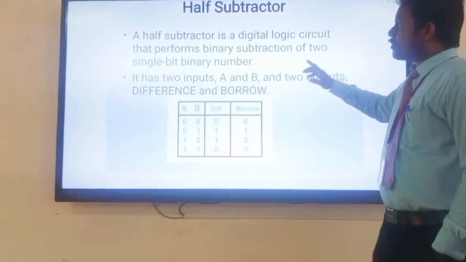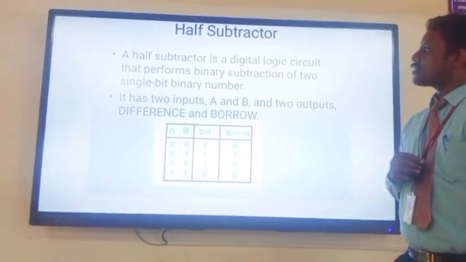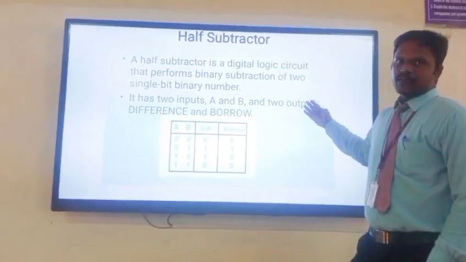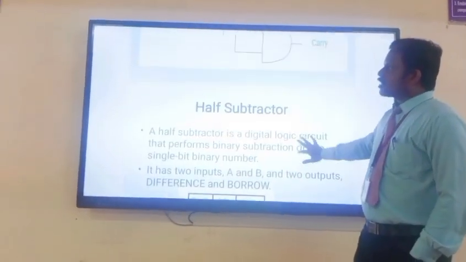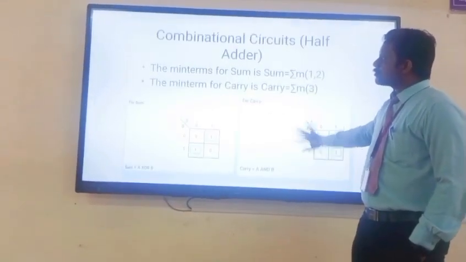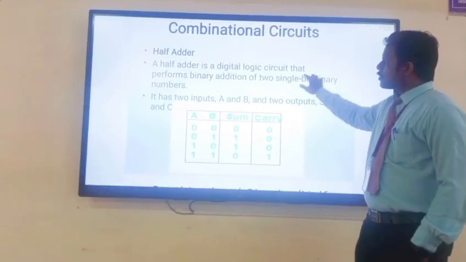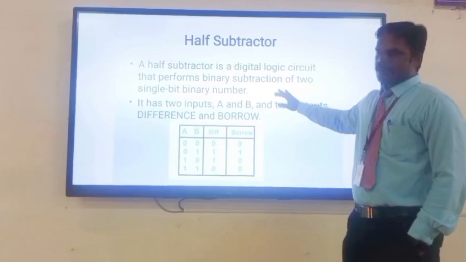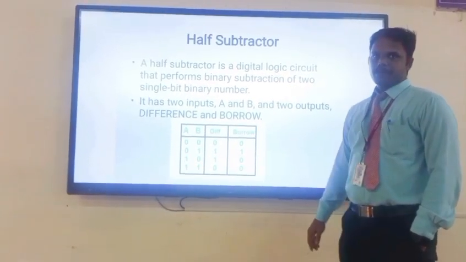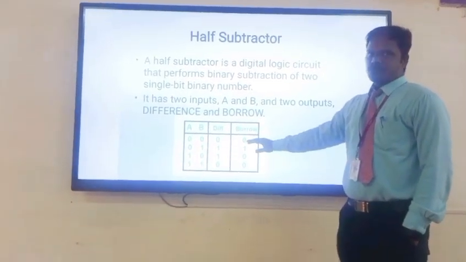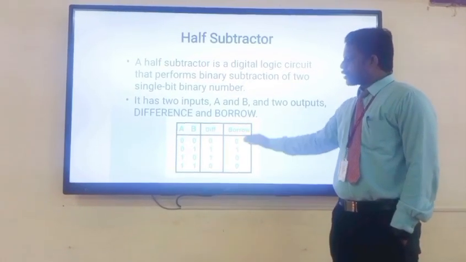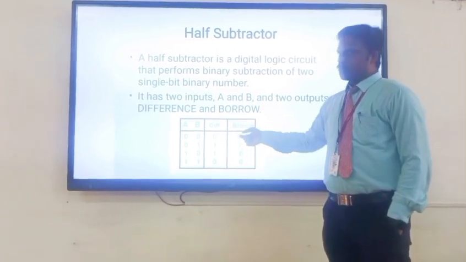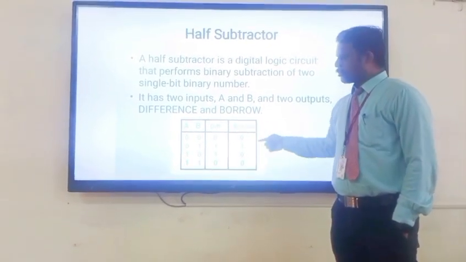Next, if you go with the half subtractor, from the name itself we can explain it is just like the operation of the half adder, but the difference is, there we are performing addition of two inputs. Here, in the case of the half subtractor, we are performing subtraction of two inputs. This is the truth table of the half subtractor. A half subtractor also consists of two inputs and two outputs. The two outputs are mentioned as difference and borrow.